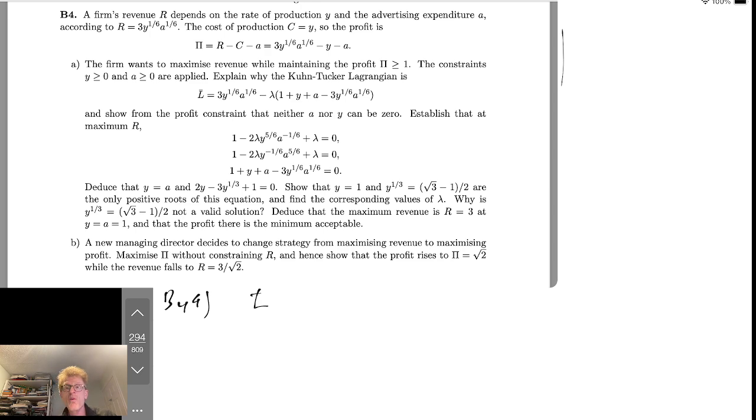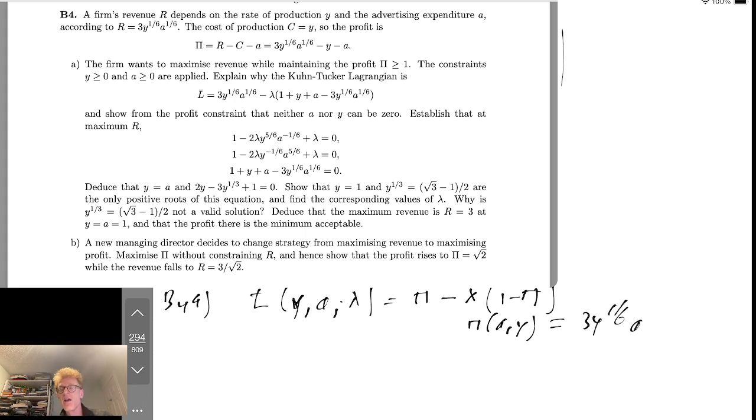Now argue why Y, A and lambda are the unknowns. Well, that should be pi minus lambda, and we want the profit to be bigger than 1, so here it's 1 minus pi. And pi of Y comma A is 3 Y^(1/6) A^(1/6) minus Y minus A. So you just have to substitute that in there and substitute that in there.